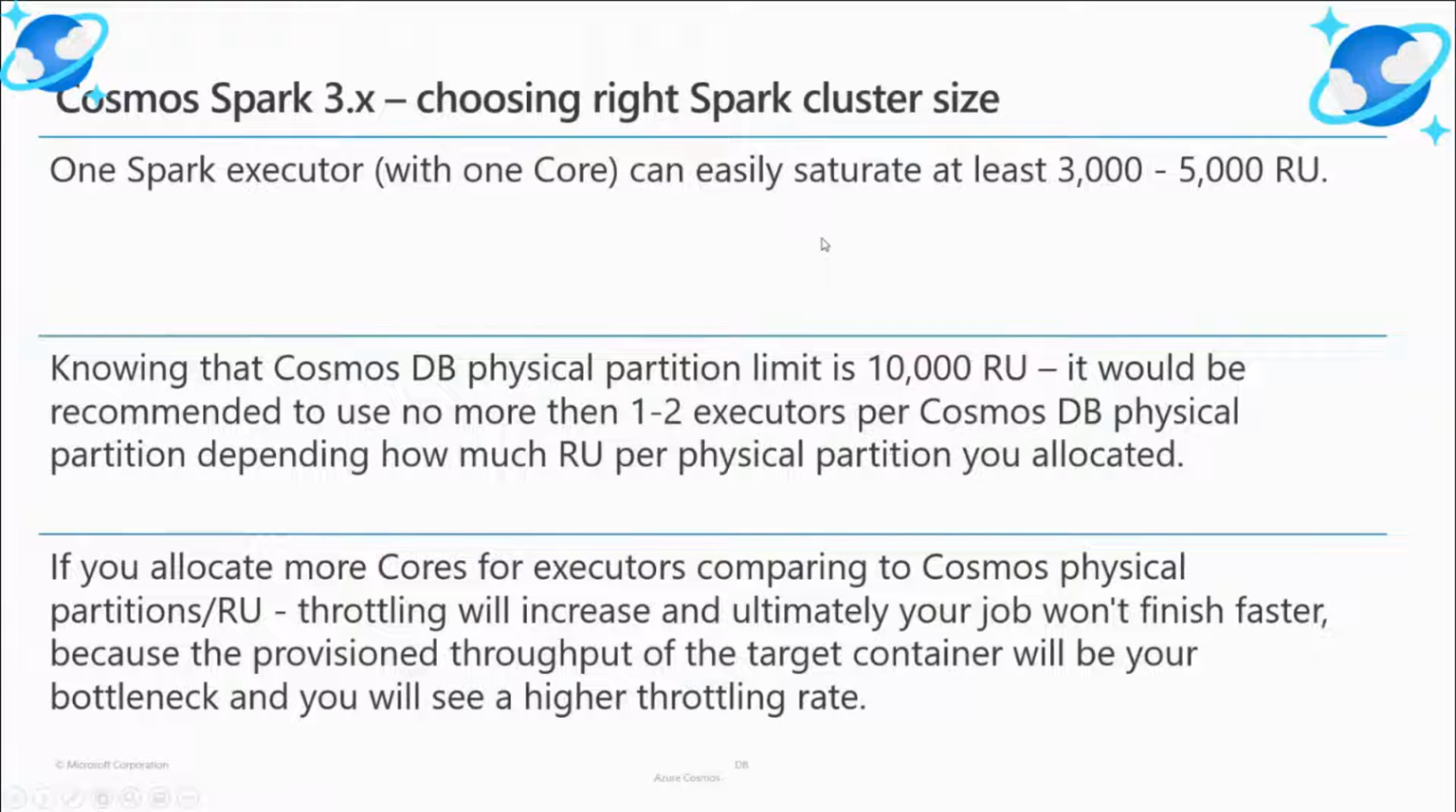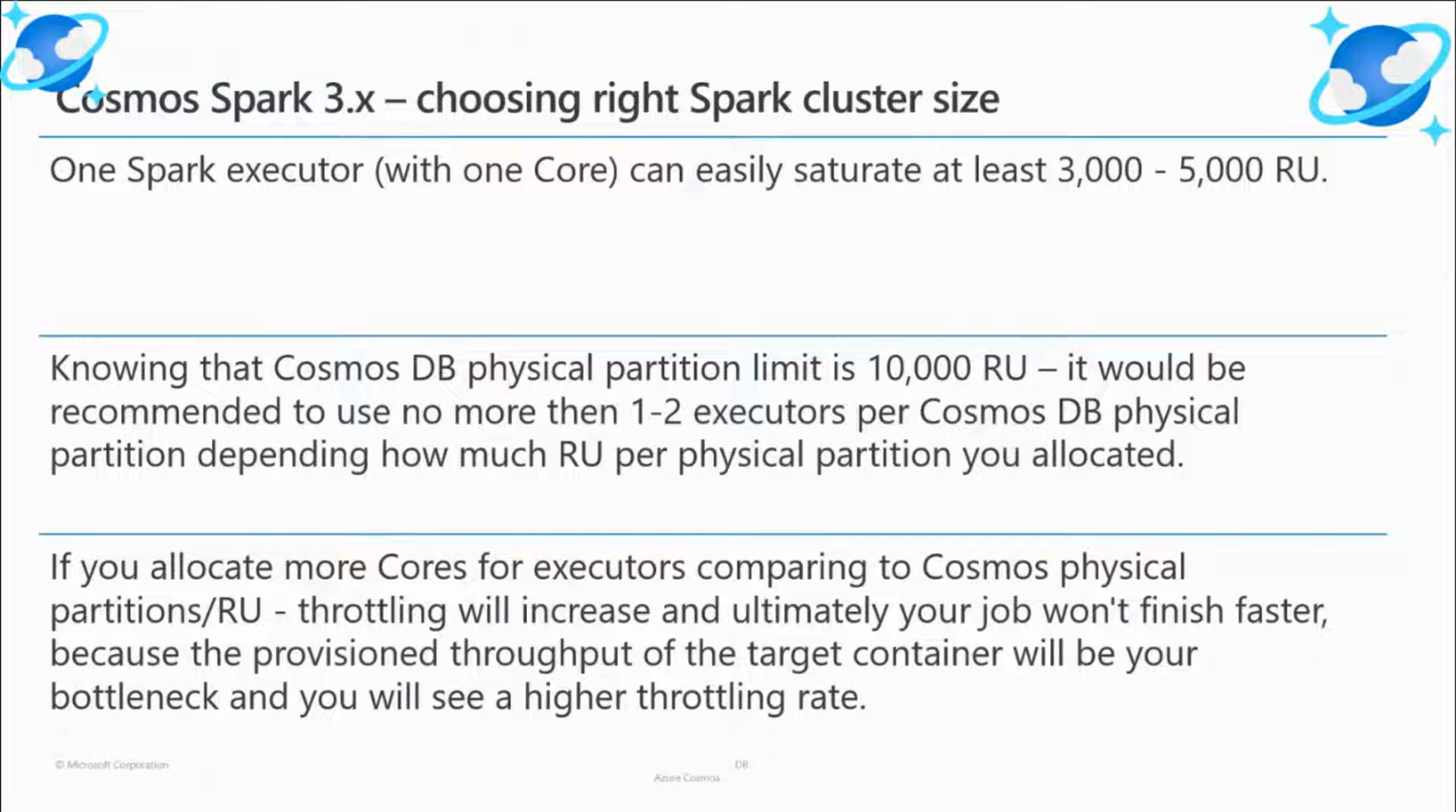Now, choosing the right Spark cluster size. There was a lot of misconception about how big my Spark cluster should be for bulk loads. The rule of thumb here is that one Spark executor, one core, can easily saturate 3,000 to 5,000 RUs, knowing that the Cosmos limit for a physical partition is 10,000 RUs. So the recommendation is to use 1 or 2 executors.